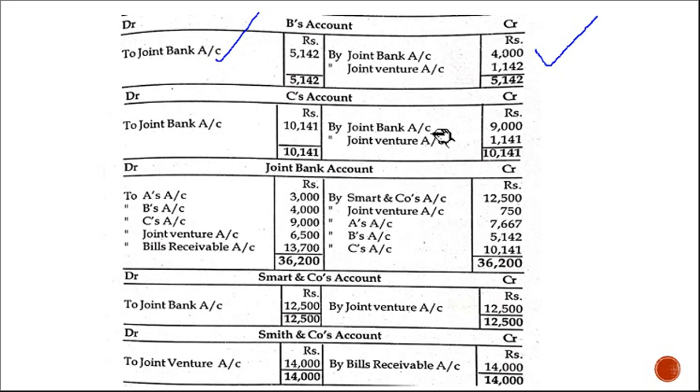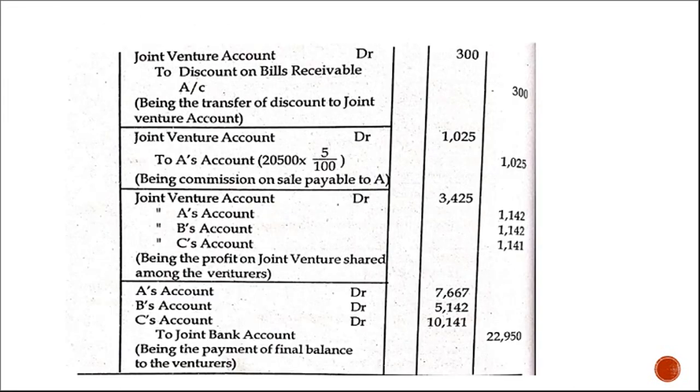Then C's account, same thing. He has introduced a capital 9,000. The profit share 1,141. So he has to get 10,141. Right? So B has to get 5,142. C has to get 10,141. Same thing we have to write. See here. A's account 7,667, B's account 5,142, C's account 10,141 to joint bank account. So this is the total payment made to all these people.